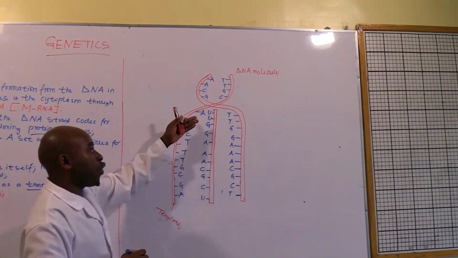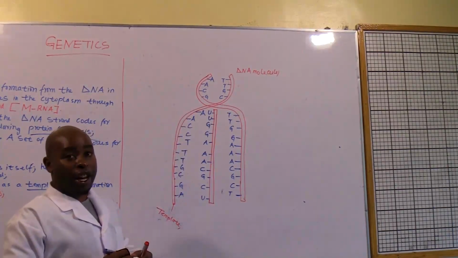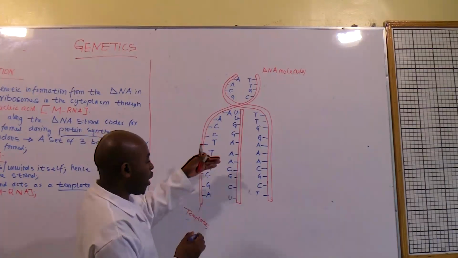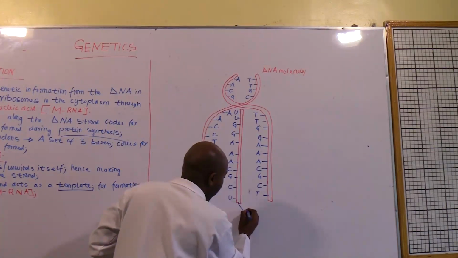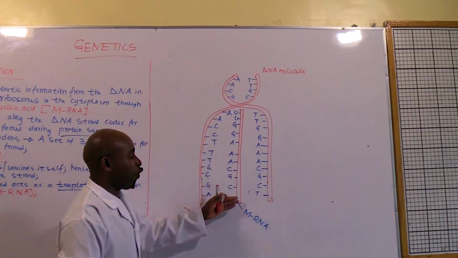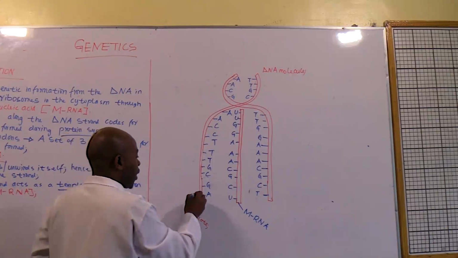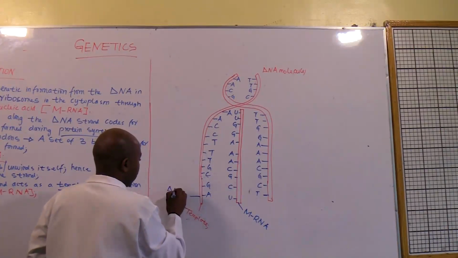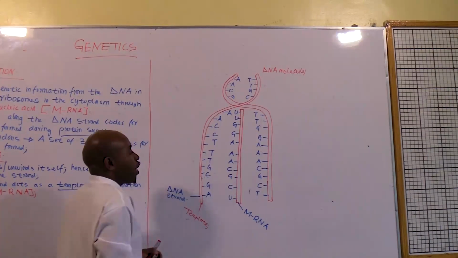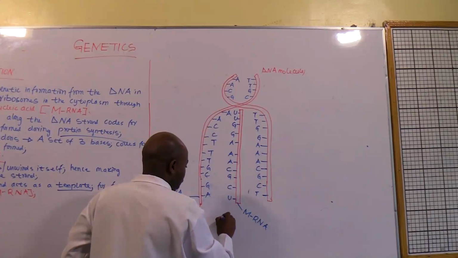So you can see that we don't have any thymine nitrogenous base because in RNA the base thymine is replaced by uracil. So now we have the messenger RNA. For the formation of this messenger RNA, one of the DNA strands was used as the template. That is our DNA strand. Remember, this is happening within the nucleus.